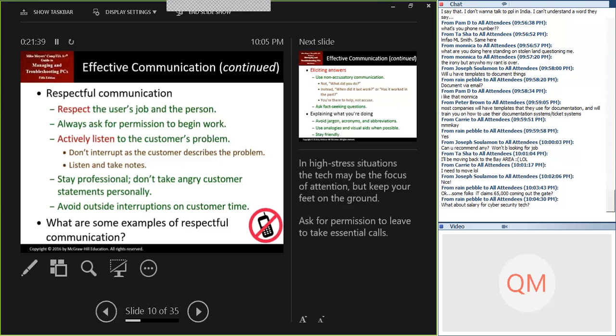Okay. Respectful communication. This is really stuff we probably don't need to spend a lot of time on, right? But you respect the person, their job and them as a person. Ask for permission to begin work. Actively listen to a customer's problem. One of the biggest things they hate is being interrupted, because if you're interrupting, then you're not really listening to what I'm saying. You're just waiting for your turn to say what you want to say. Actively listening will get you a lot of information, and it'll let you know exactly where you need to start.